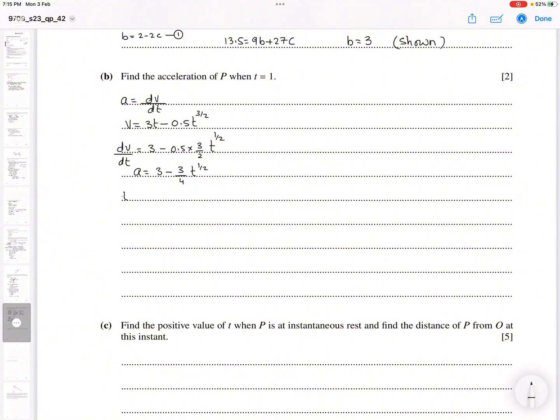Now when t is equal to 1, your acceleration is 3 minus 3 over 4 times 1 power 1 by 2. So your acceleration would come out as 2.25 meter per second square. That is your answer for part B.